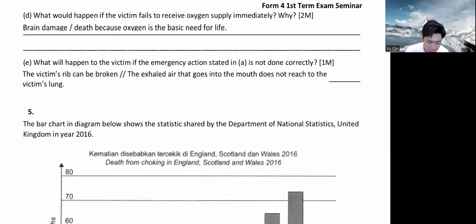But what could go wrong is you did not actually blow enough air into the lungs. So these are the two things, but you can choose one. I'm just going to show you both. Either you can break the ribs, or the air did not actually go into the lung.